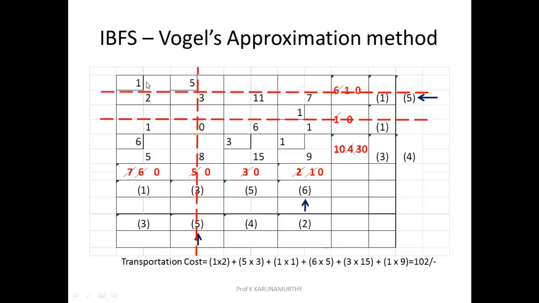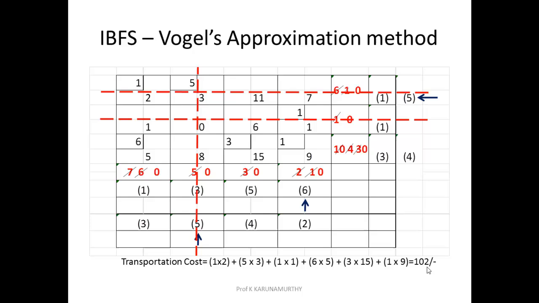This is corresponding to the allocation that we have made for the cell corresponding to factory 1 and warehouse 1, and this is corresponding to factory number 1 and warehouse number 2. So 1 into 2, 5 into 3, and other allocations are then 1 into 1, then 6 into 5, then 3 into 15, 1 into 9. That will give you the total transportation cost, and this value is the initial basic feasible solution which we have obtained using Vogel's approximation method.